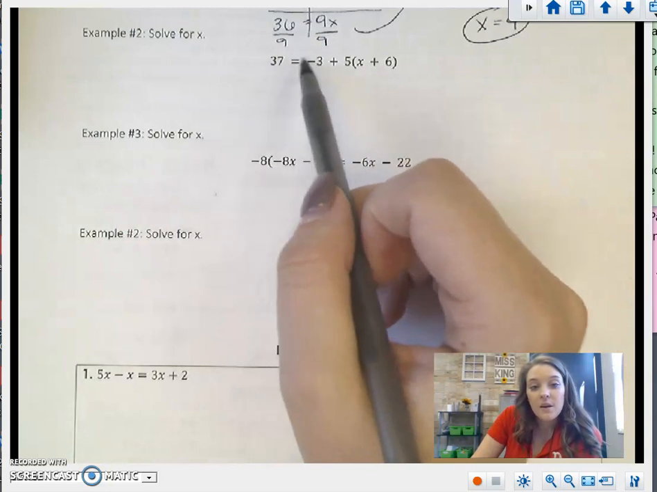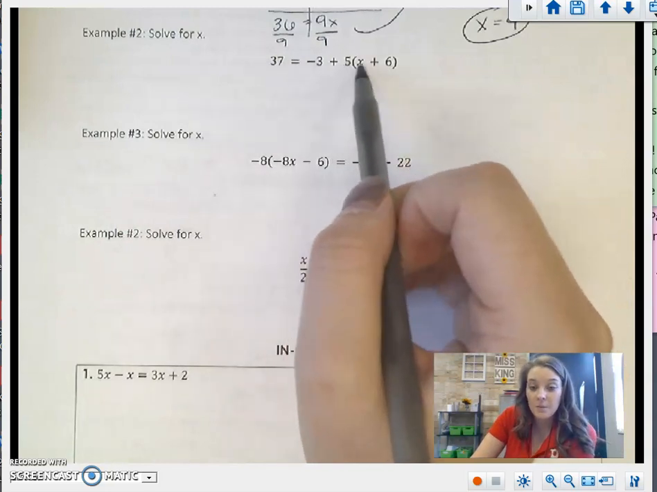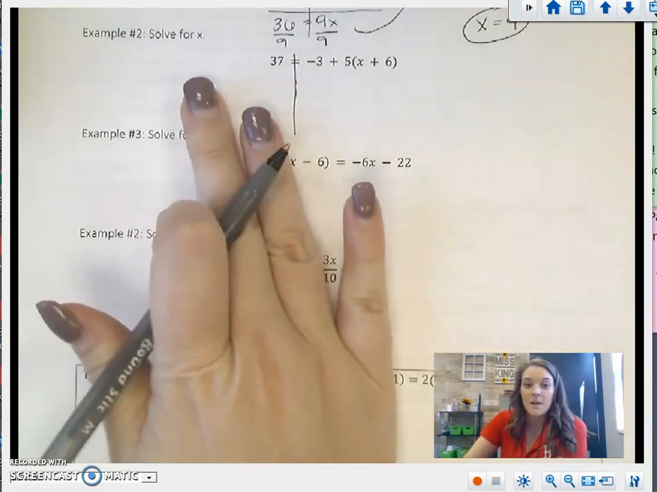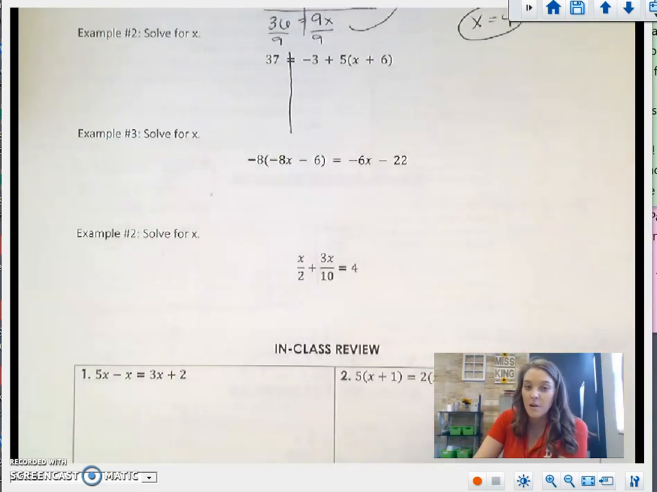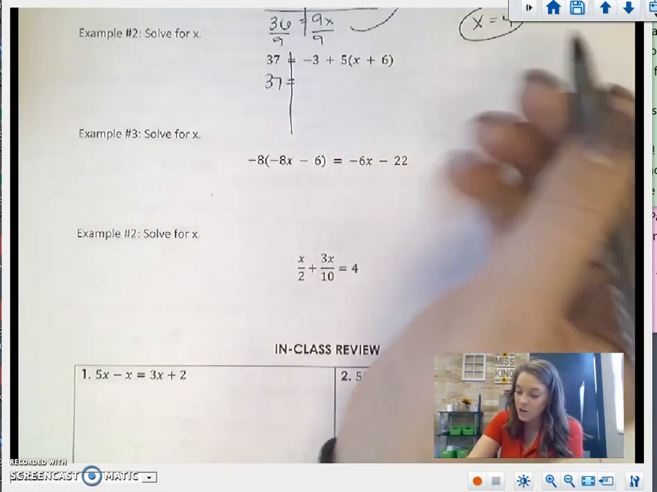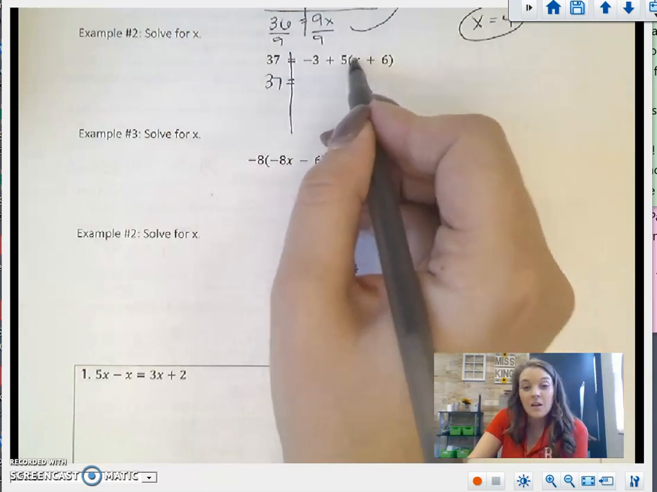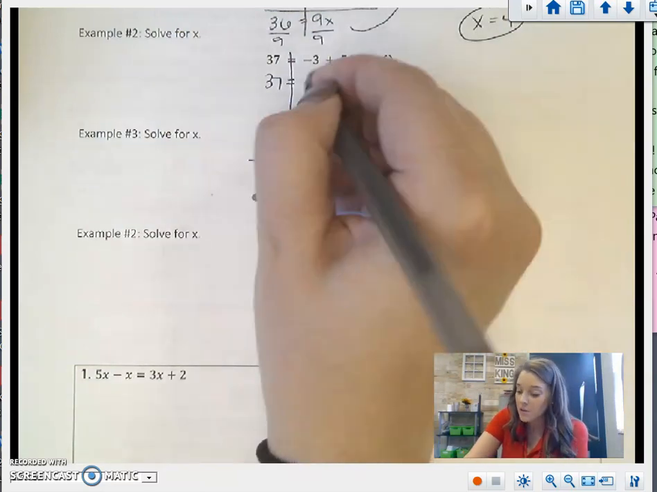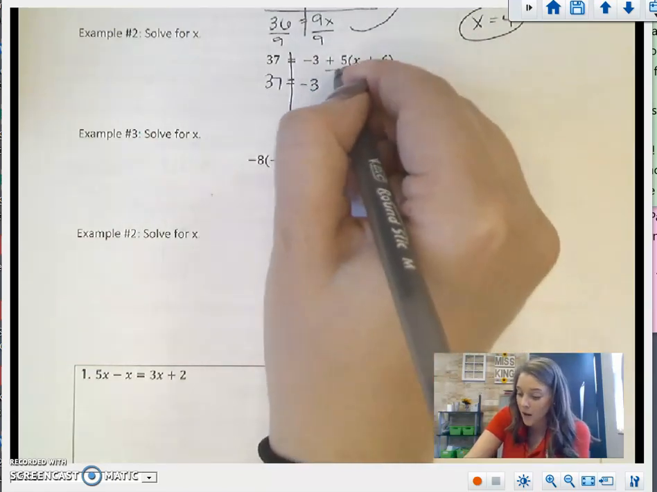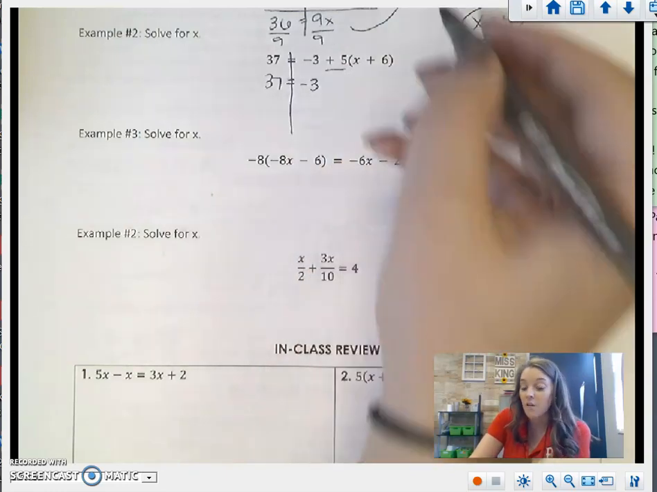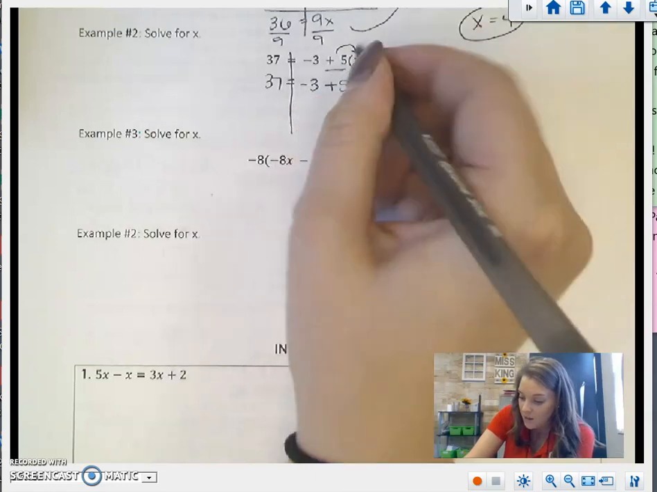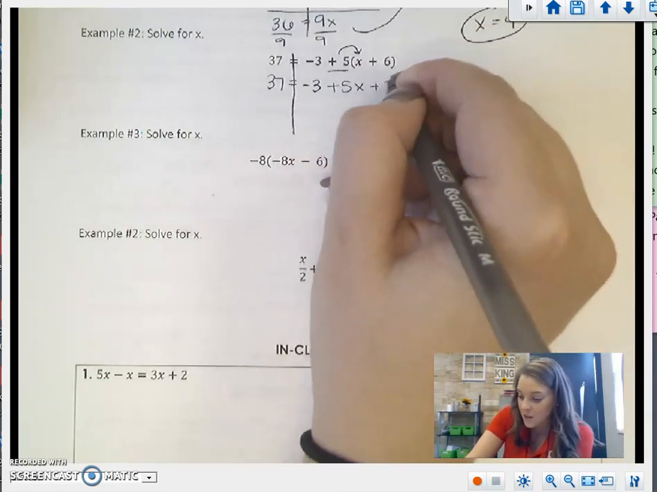All right, we have 37 equals negative 3 plus 5 times the quantity x plus 6. So I'm going to draw a line down my equal sign to keep my left differentiated from my right. On the left-hand side, I can't do anything, so I'm just going to keep that as a 37. I see here that I could distribute, once again, this 5, so I'm going to just drop down this negative 3. And I'm going to distribute this positive 5 to everything that follows it. So positive 5 times x is 5x. Positive 5 times 6 is 30.